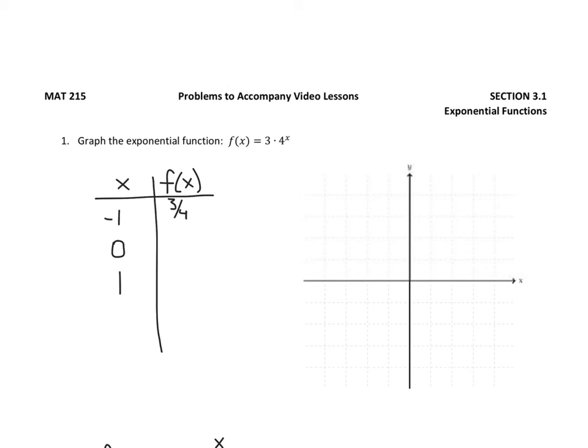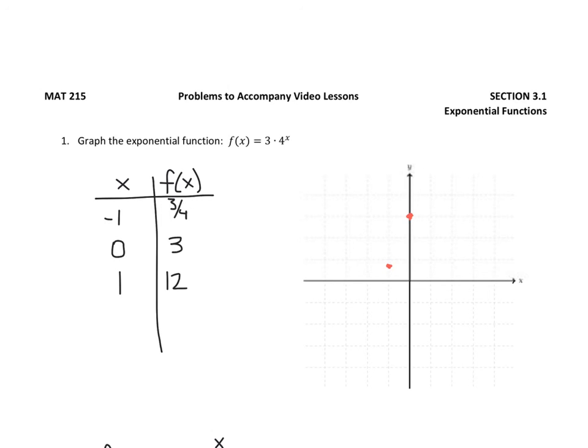If we plug 0 in for x, that gives us our y-intercept, which in this case is going to be 3, that constant out front. And then plugging 1 in for x, 4 to the first power is 4. 4 times 3 gives us 12. Now let's plot these points on our xy axis. Negative 1, 3/4, and 0, 3. And then since 1, 12 would put us off of this xy axis grid I have here, I'm just going to leave that one off.